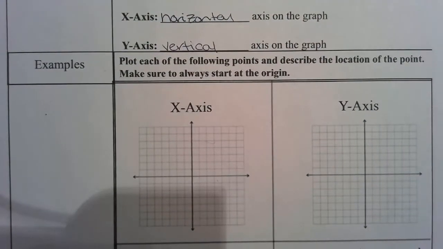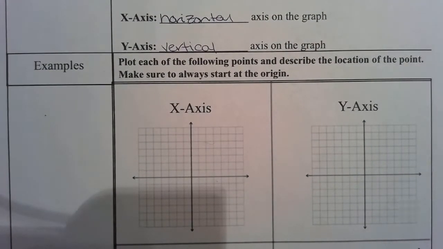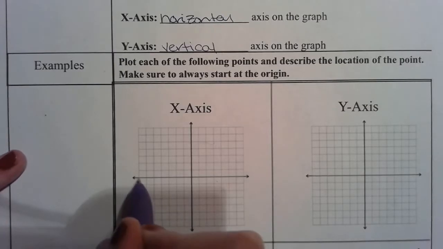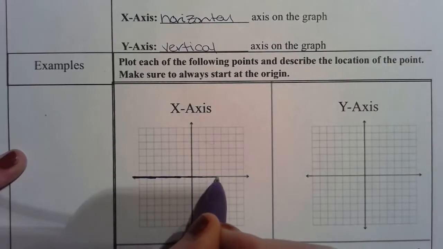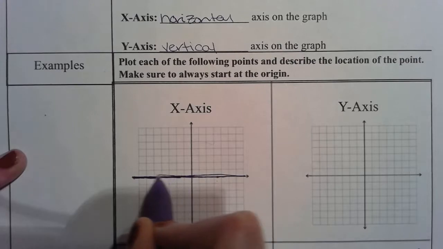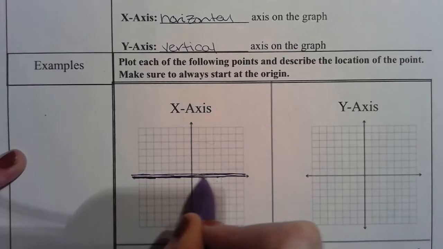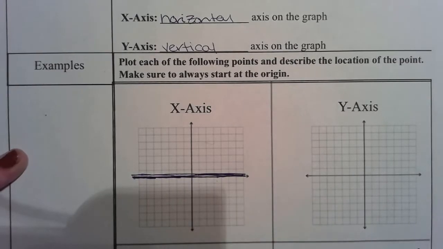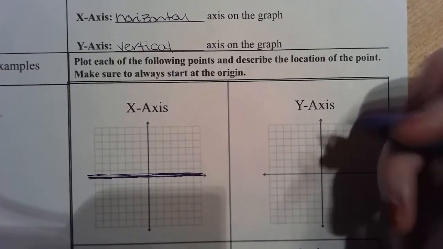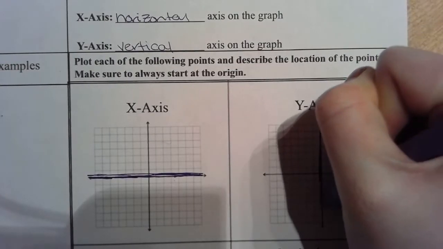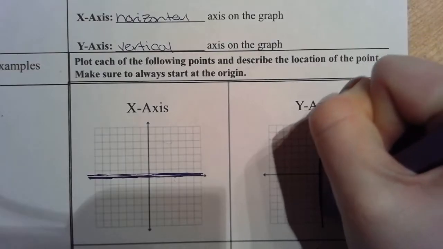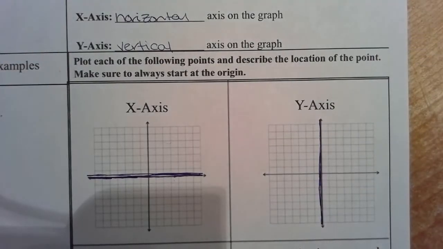The x-axis, we said earlier, is the horizontal axis on the graph. What I'm talking about when I say horizontal is this axis right here. So I'm just going to draw a line. If you have a highlighter, great. I don't, so I'm just going to draw a line. And now the y-axis, let's label that. The y-axis is the vertical line, so it's just going to be this line here. Hopefully everyone can see that okay.